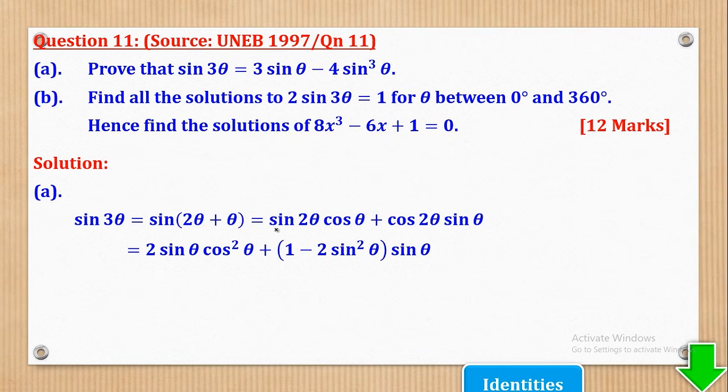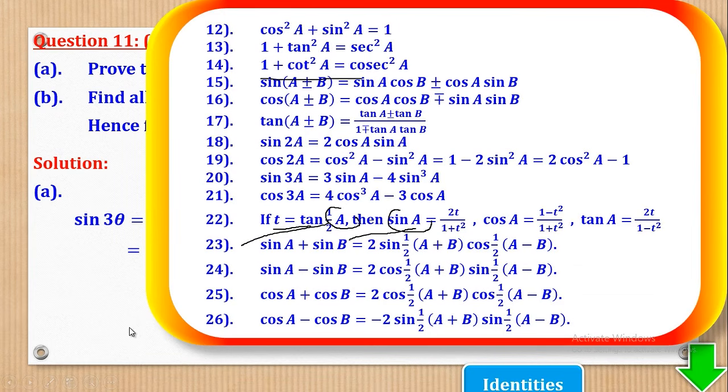So that is why you see here now sine 2 theta is 2 sine theta cos theta, but there's also another cos theta here. That is why you see here cos squared theta. Then cos 2 theta is 1 minus 2 sine squared theta. So that means that, since here they want it in terms of sine, the identity to use was supposed to be this one. It was supposed to be this one because it's the one with sine.